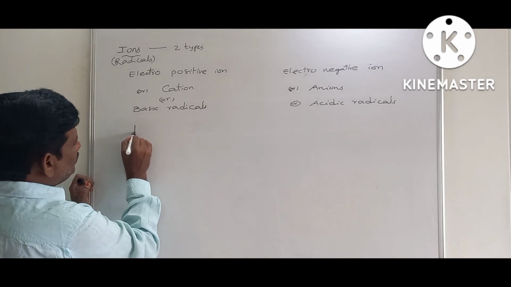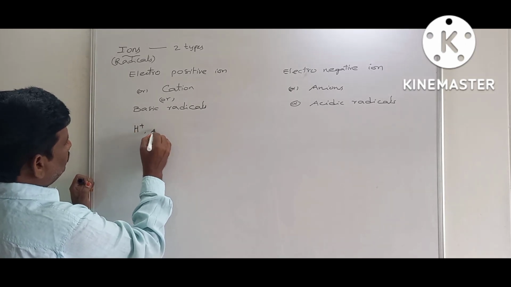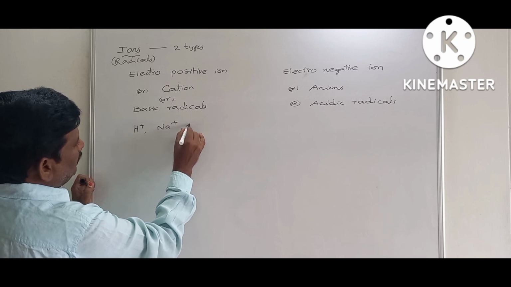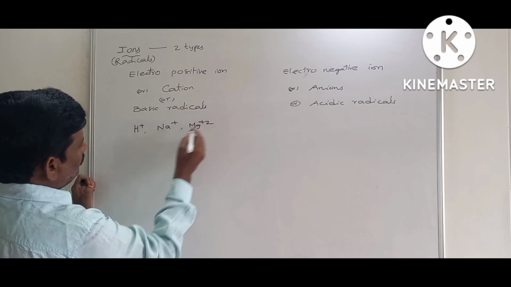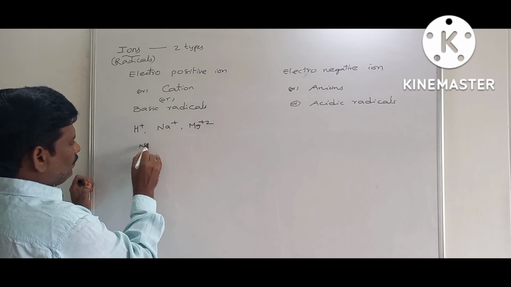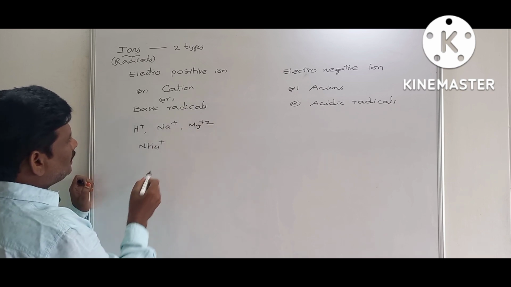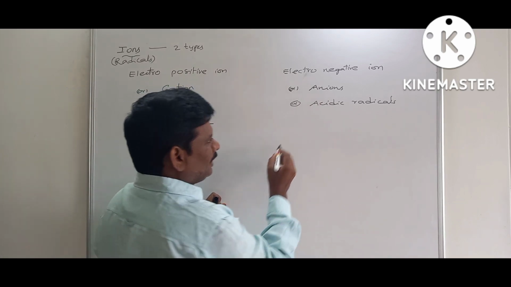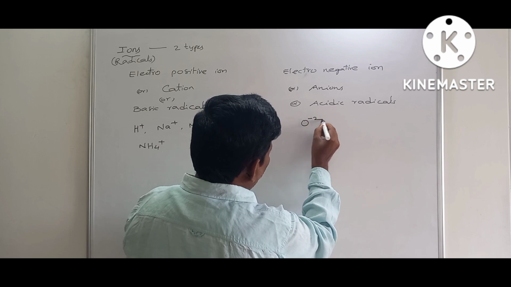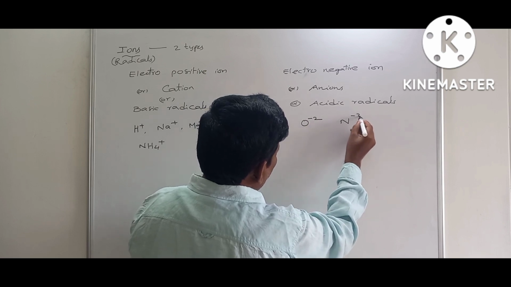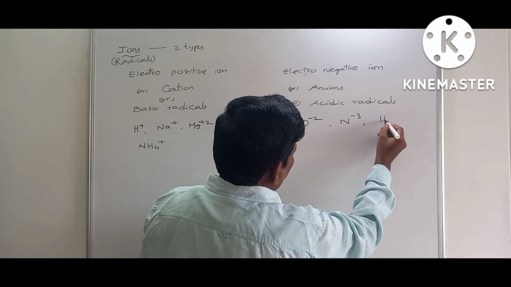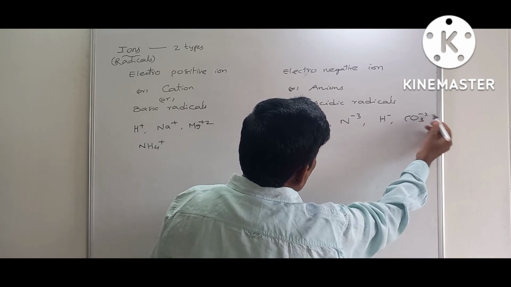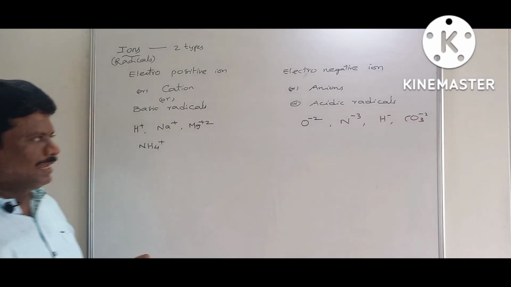Examples for cations: H plus, Na plus, Mg plus 2, NH4 plus, etc. These are all cations. Next, examples for anions: O minus 2, N minus 3, H minus, CO3 minus 2. All are examples for anions.